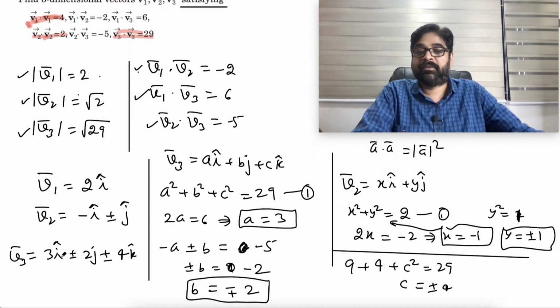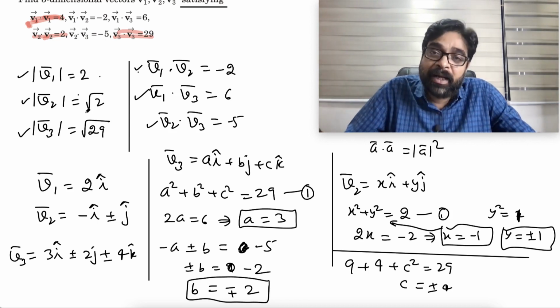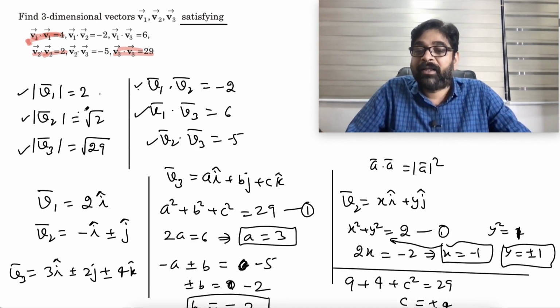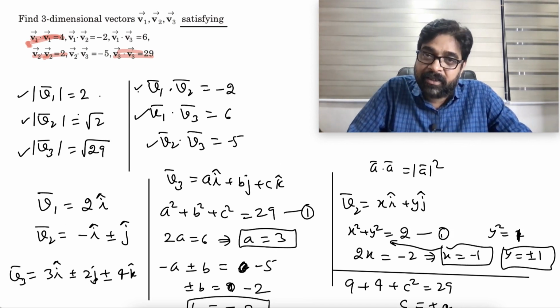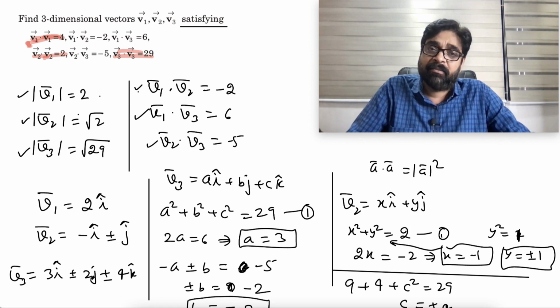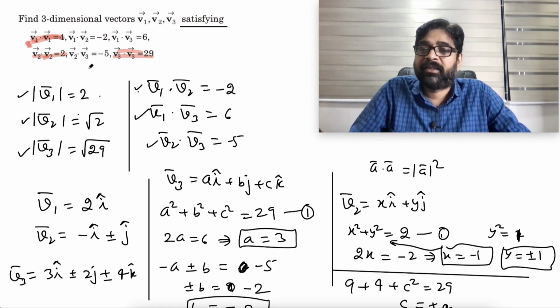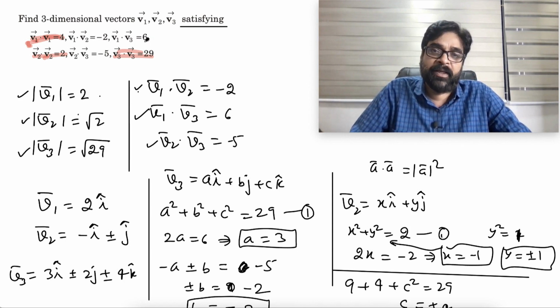You may say, sir, if I take V1 as xi plus yj, why should I take it? I have to find a vector which satisfies these conditions. These are the vectors satisfying this condition. Sir, is there any possibility that some other vector can happen? Maybe. I don't care. They are saying find any 3-dimension vector which satisfies this condition.